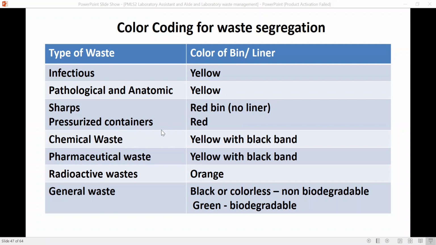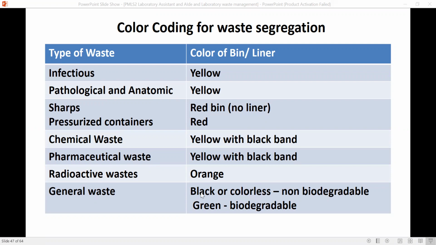And then, chemical waste. Siyempre, nakalagay yan sa container, no? And then yung container na yan, lalagay nila sa yellow with black band. And then the pharmaceutical waste, ganun din, yellow with black band. And then the radioactive wastes, orange. So for the general waste, black or colorless, if that's non-biodegradable.